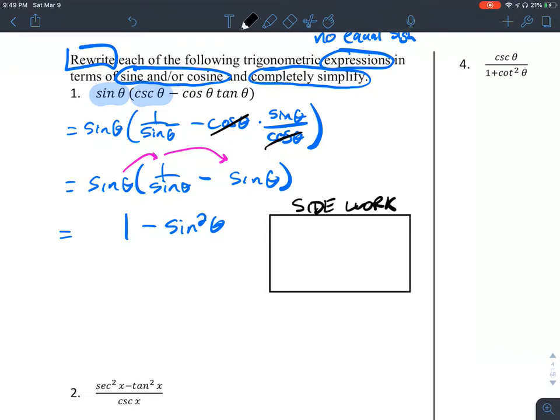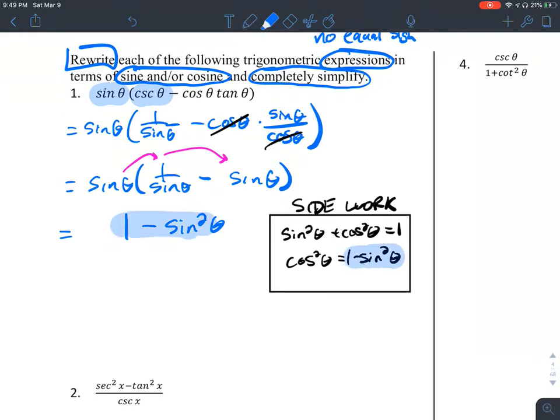I'm going to take an identity that we know, or at least that I know, sine squared of theta plus cosine squared of theta equals 1. I'm going to manipulate it so I can see this in the equation, 1 minus sine squared. To do that, all I have to do is subtract sine squared from both sides using the subtraction property of equality for real numbers.